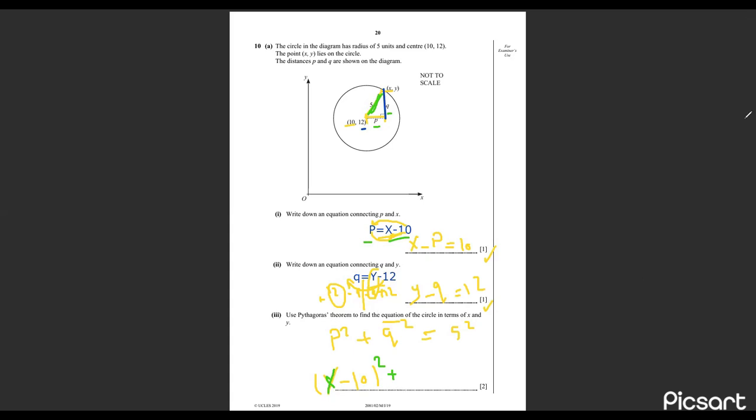So we say here y minus 12. And now it's clear that it's the equation of the circle. We can get it from Pythagoras. All this will be equal to 5 squared, which is 25. Make sure that you solve every question fully, so as not to leave any question on one page. Okay, let's see the next.